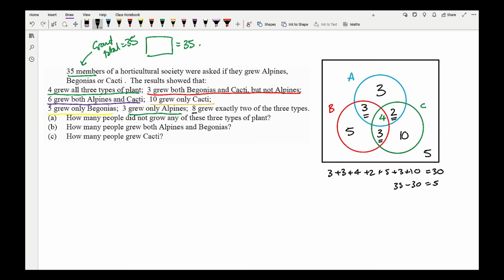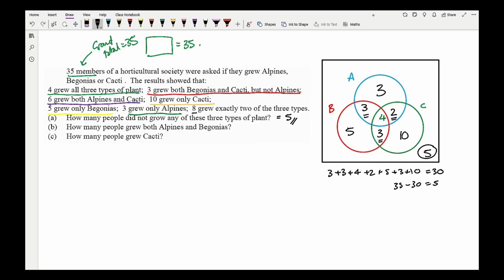So once we've got this completed Venn diagram, now I can answer the questions. Even though it's not really explicit that I need to use a Venn diagram, it should now make answering these questions a heck of a lot easier. So looking at this, it says how many people did not grow any of these 3 types of plants? Well, we can see that straight away, and the fact that we've got 5. So the answer to this question for A is going to be 5.